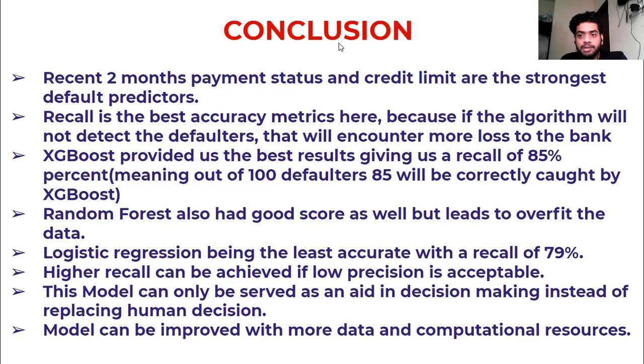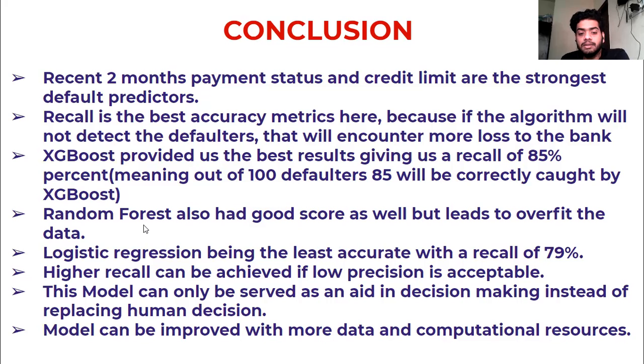After doing this project, we came across some conclusion points, that is, the recent 2 months' payment status and credit limit are the strongest default predictors. Next, recall is the best accuracy metric here, because if the algorithm does not detect the defaulters, that will cause more loss to the bank. And XGBoost provided us the best results, giving us a recall of 85%. That means out of 100 defaulters, 85 will be correctly caught by XGBoost.